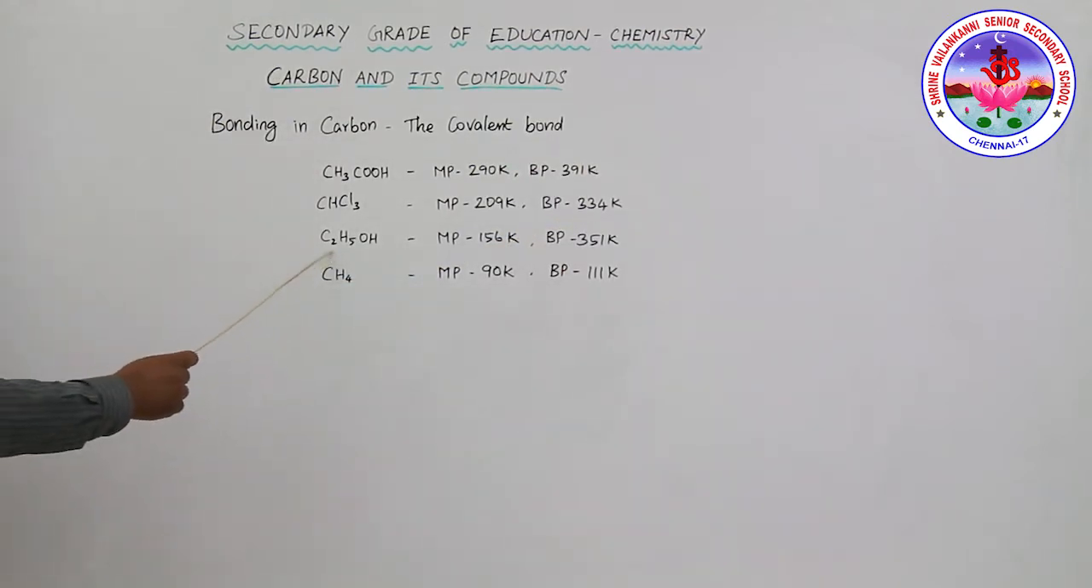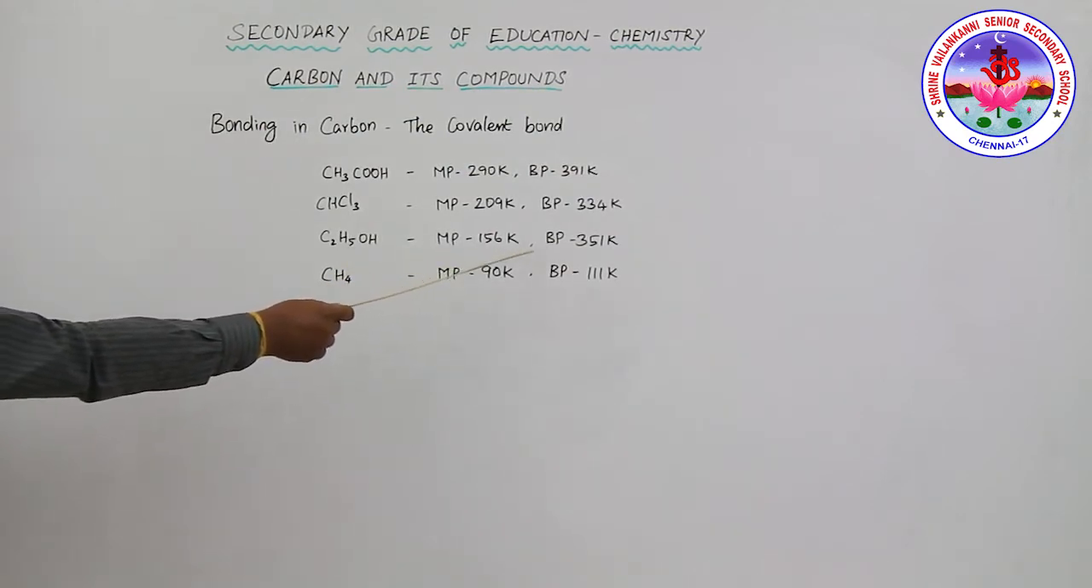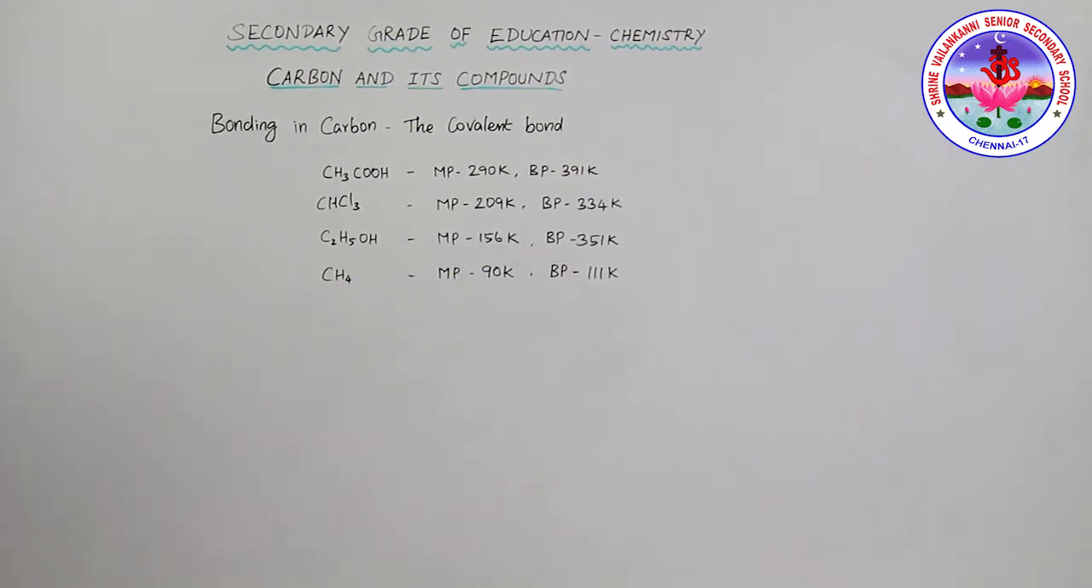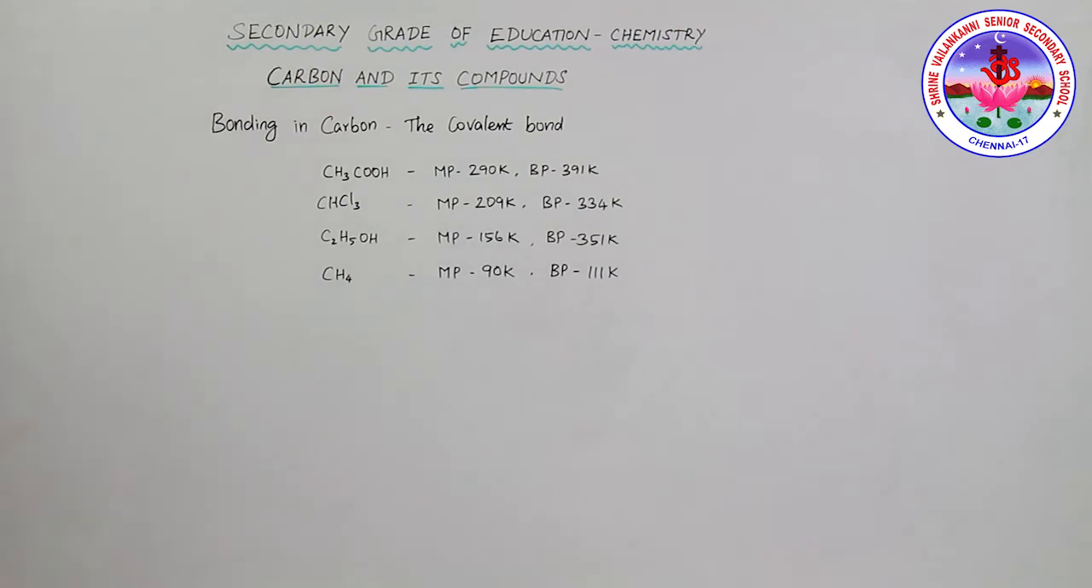And the alcohol, ethanol, has a melting point of 156 Kelvin and a boiling point of 351 Kelvin. Methane has a melting point of 90 Kelvin and a boiling point of 111 Kelvin. Most carbon compounds are poor conductors of electricity. Already we know that. Here the melting and boiling points are given.